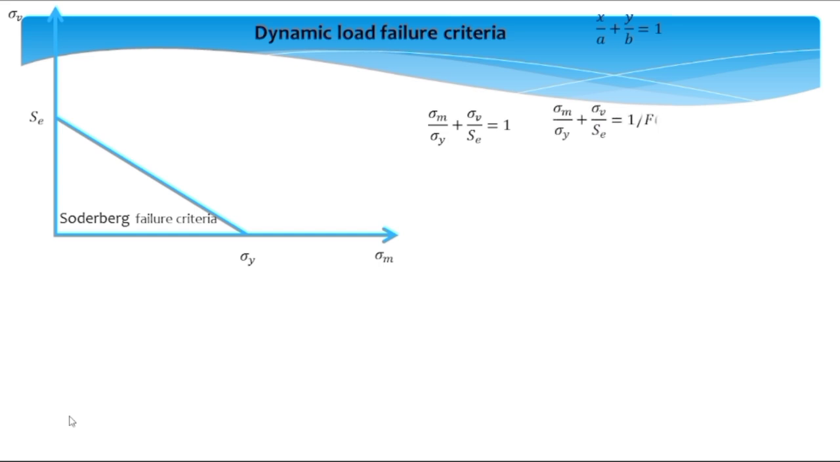Now if you want to be safe, divide Se and sigma y by a factor of safety, and it will give you this equation.